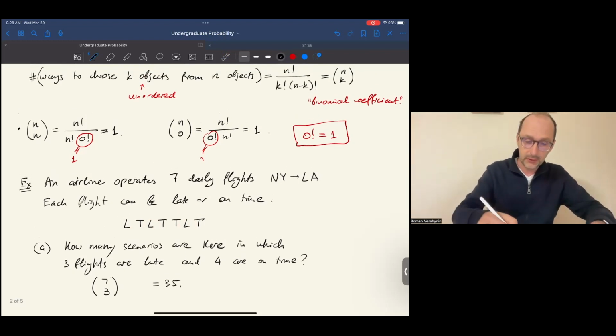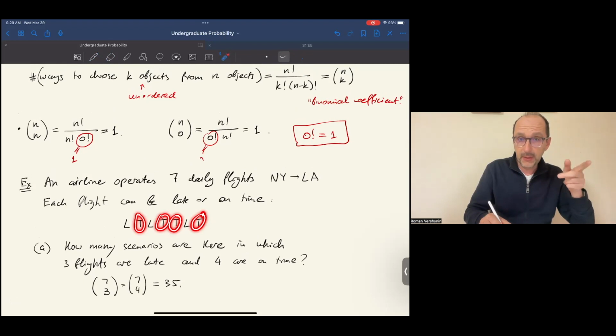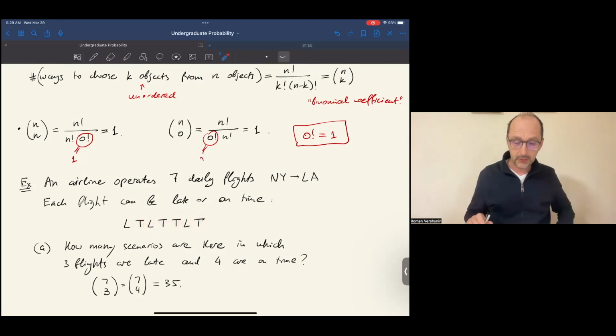An alternative solution would be to choose the flights that are on time, and there are 4 of them. So if I choose the flights that are on time, 7 choose 4 ways to do that, then the other flights will be automatically late, so I don't have to select that. So the number of possible scenarios is 7 choose 3, or alternatively 7 choose 4. If you compute that, it'll be the same number.